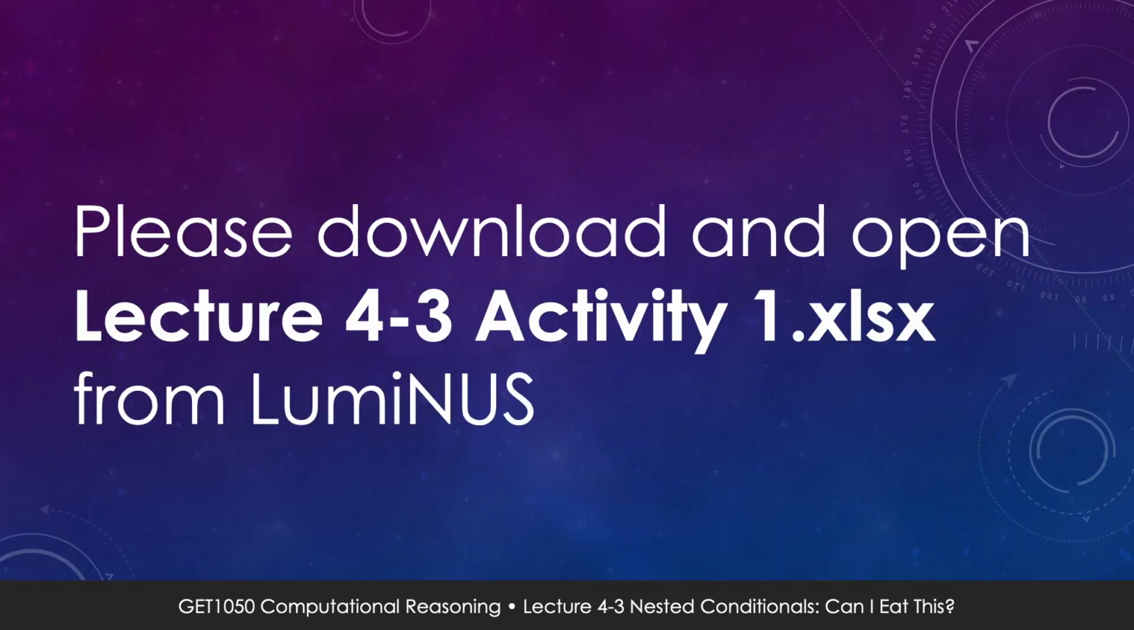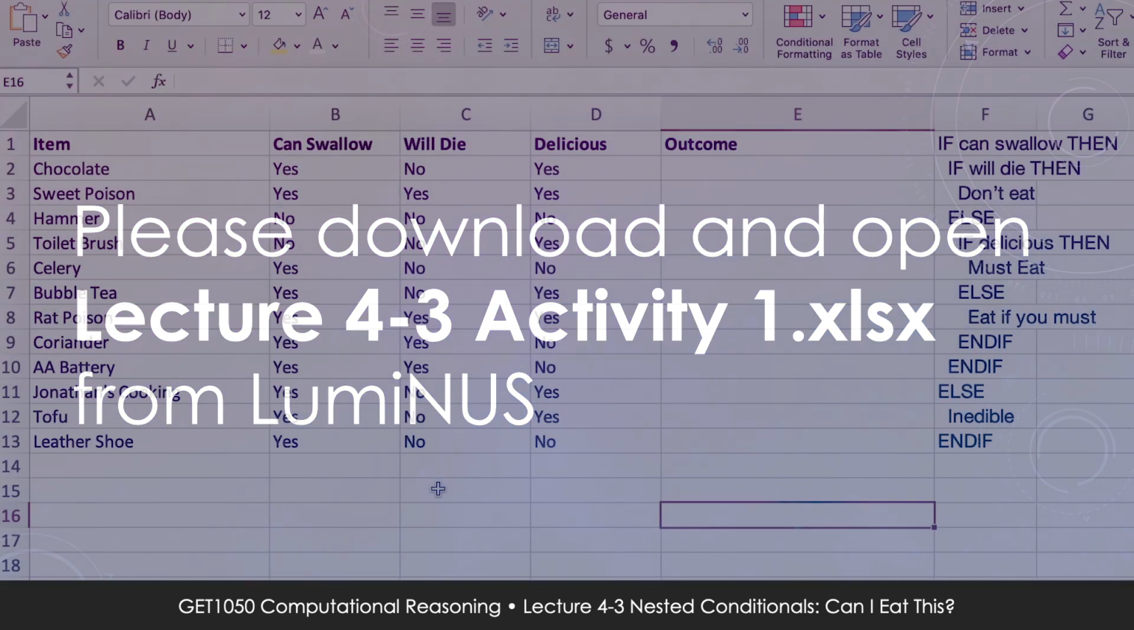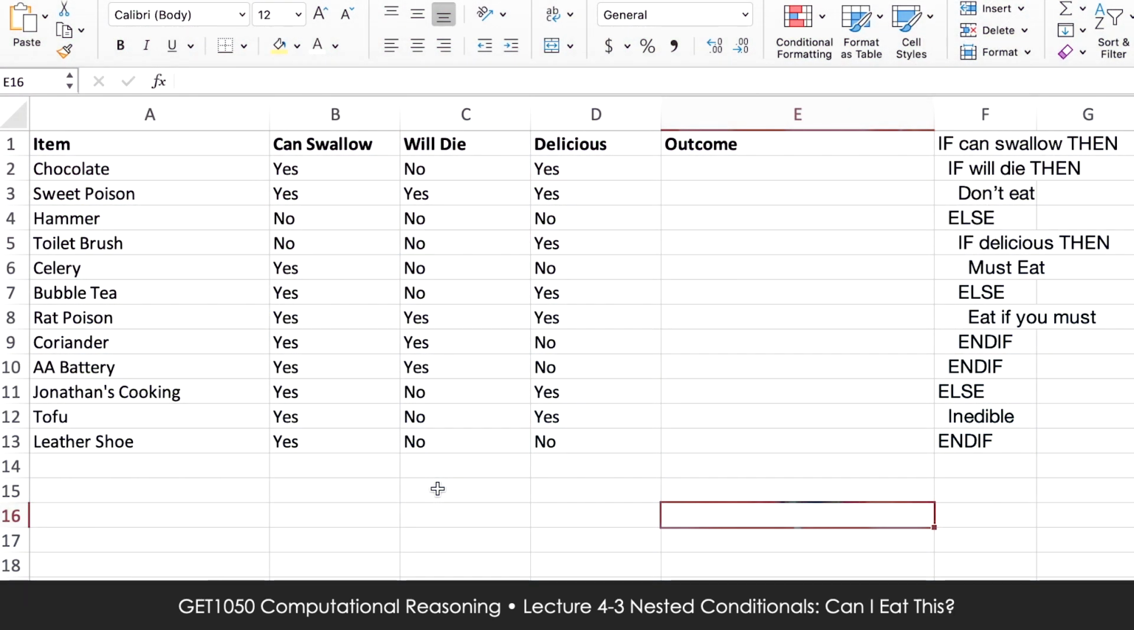Okay, so let's open our lecture activity spreadsheet. Now, as you can see, we have the following columns. Column A contains the list of items, right? Column B will tell you whether you can swallow it. Column C will tell you whether you will die from it. Column D will tell you whether the item is delicious. So, how do we nest it?